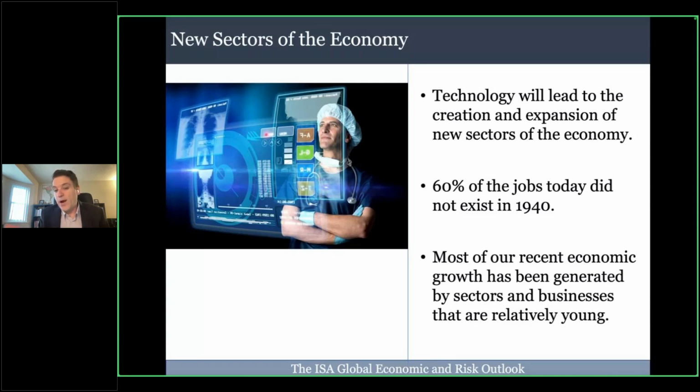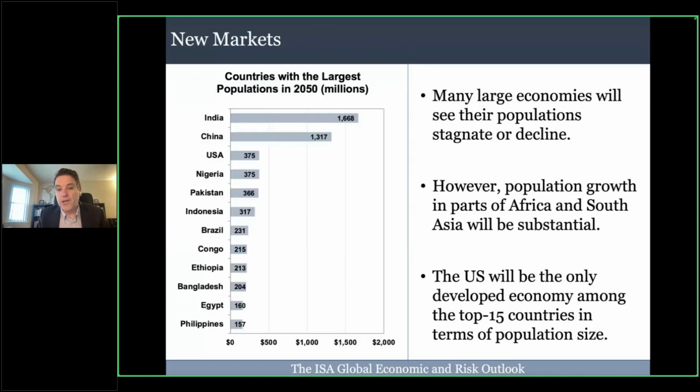And look, we've seen, where is our growth coming from? A lot of it is coming from sectors of the economy that did not exist that long ago. New markets are emerging, particularly new emerging markets. Population growth, while it's shrinking in many of the world's leading economies, is growing rapidly, as you can see in that chart there on the left.